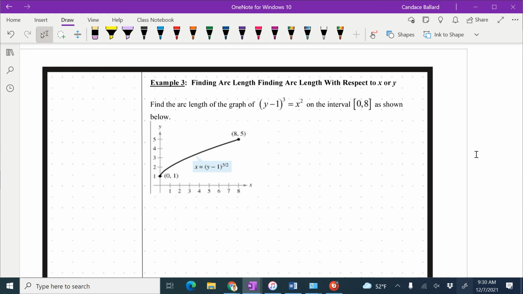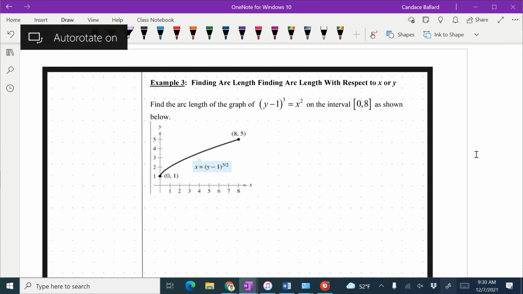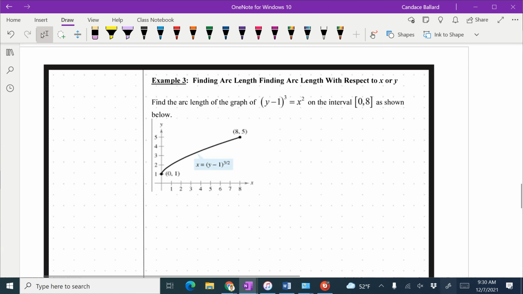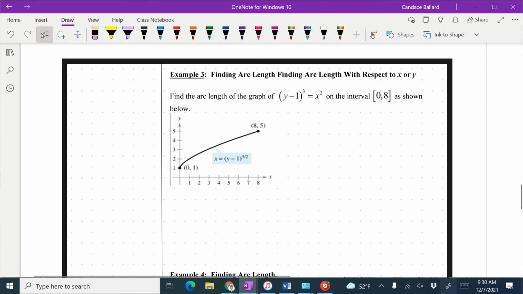So in this case, do you see how it would be easier to write our equation in terms of y instead of in terms of x? I would have to cube root. I guess it could be either way, but I think I would have to cube root, and I'd have to subtract 1, whereas I could just take the square root of both sides and rewrite that as y minus 1 to the 3/2 power equals x.